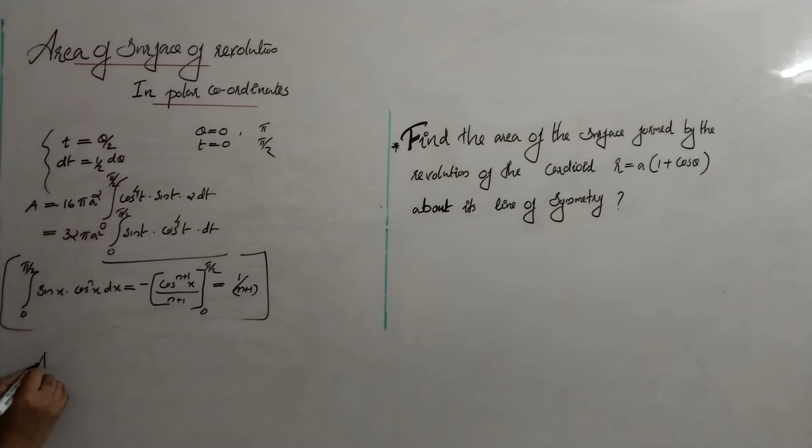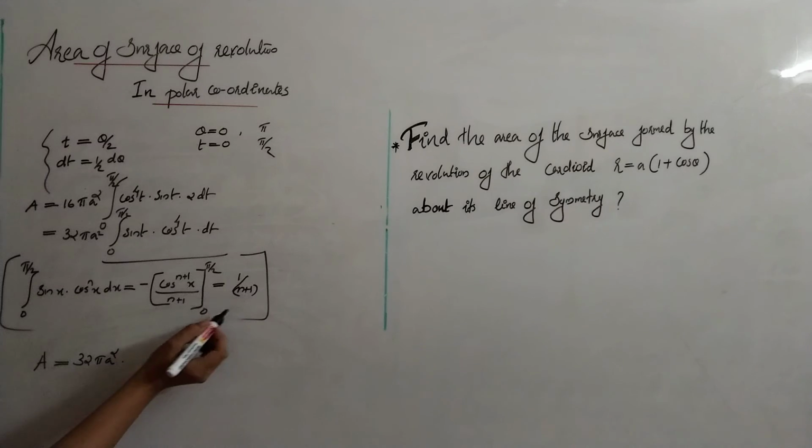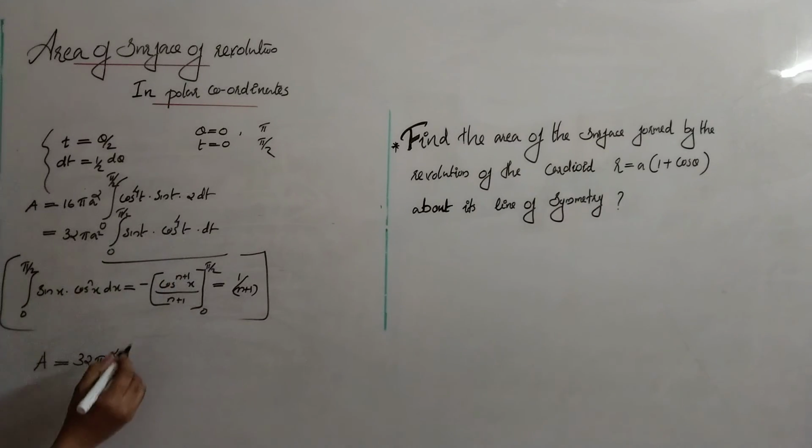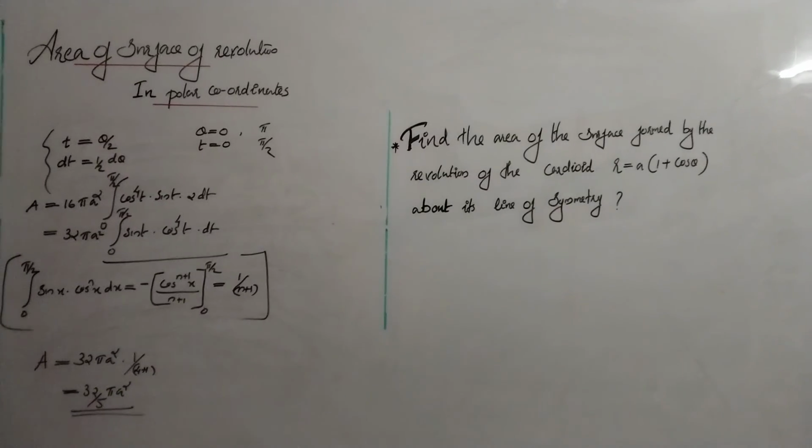Now the required area of surface is equal to 32 into pi a square into 1 by n plus 1. Here n is 4, that is 1 by 4 plus 1. It's equal to 32 divided by 5 pi a square unit square. So this is the required area of surface of revolution, 32 divided by 5 pi a square unit square.